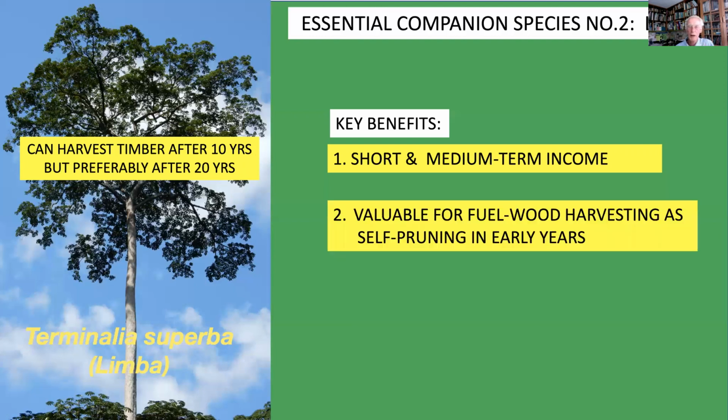Also, it's valuable for fuel wood harvesting because in early years, it's self-pruning. So this tree has a remarkable property of growing a straight bole, in other words, trunk, very high, up to about 20 meters, clear of branches, because as it grows, the branches actually fall off naturally, and you can just harvest those branches as they fall for fuel wood.